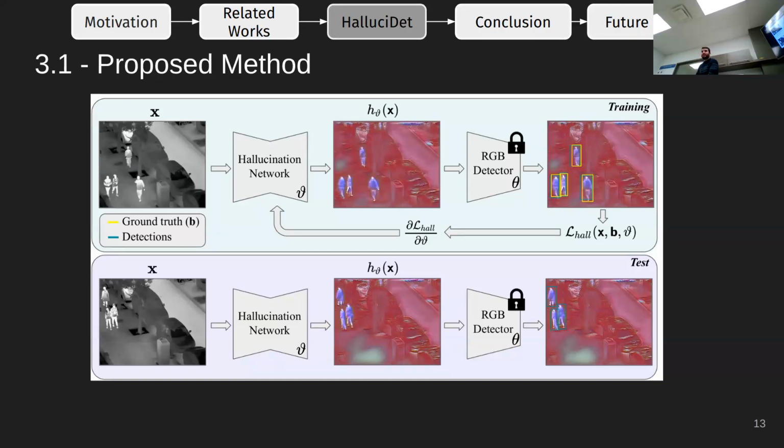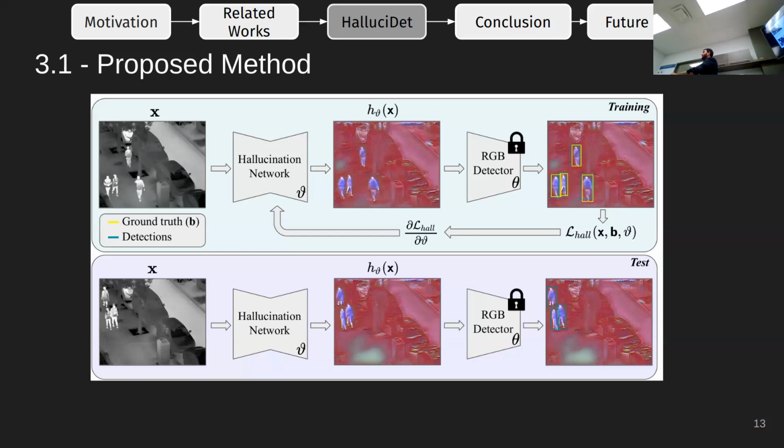I'll read it. Okay. So Esan is asking, maybe he doesn't hear me, what causes false negatives in HalluciDet? And then I don't know if it's a follow-up: how does the RGB detector affect false negatives in HalluciDet?